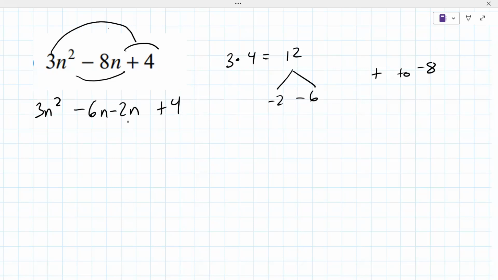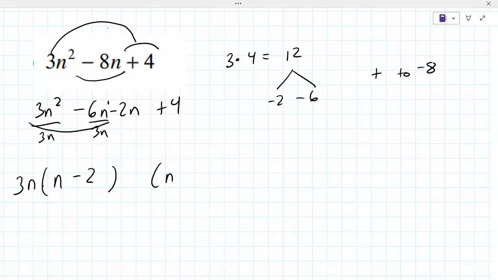So what you do now is what's called GCF factoring in the first two terms. What goes into both 3 and 6? What's the biggest number? 3. And then out of n squared and n to the power of 1, 3n. So you're dividing both of these by 3n. You're finding the GCF of the first two terms. So what goes in parentheses? That would just be n minus 2. Good.